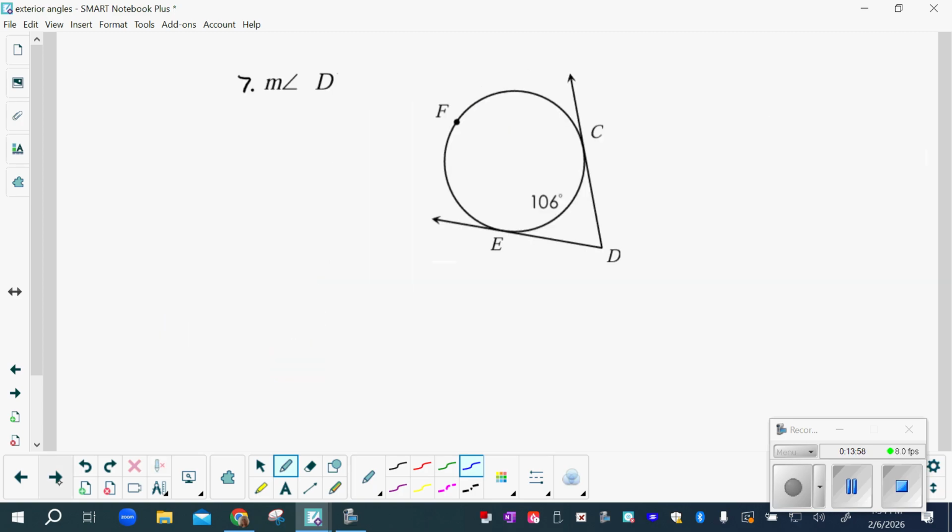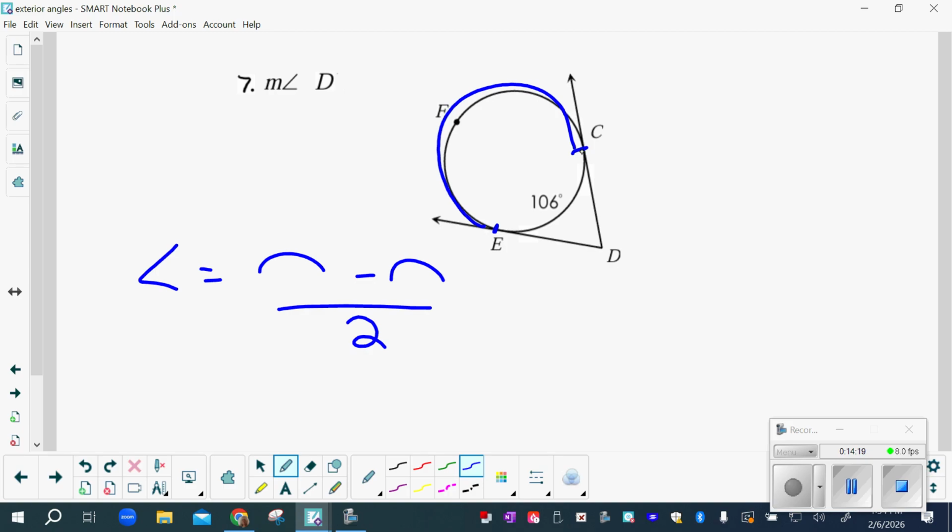Last one. So I give you literally one number. How is that even possible, to figure out what this angle is with one number? Here's what we're going to talk about on this one. I know that's 106. I can figure that out because a whole circle is 360, and I've used up 106.